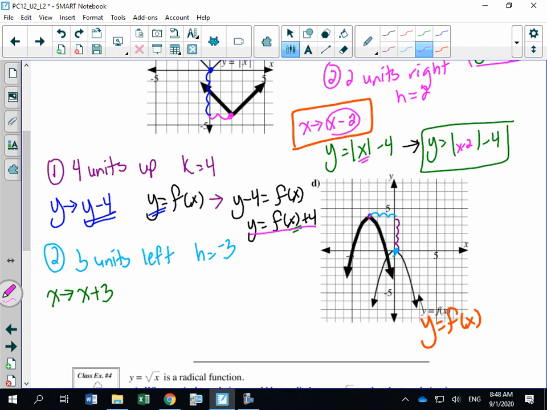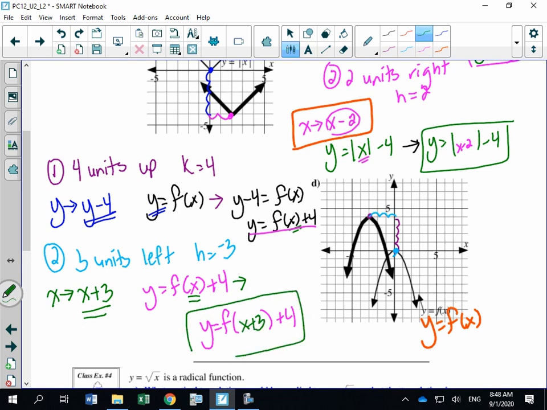So take your function where it is. y is equal to f of x plus 4. We're going to replace x with x plus 3. So y is equal to f, and I'm going to take out that x, and I'm going to put in x plus 3. And that would be the equation of your image, the equation of your transformation, after it undergoes a vertical translation 4 units up and a horizontal translation 3 units to the left.